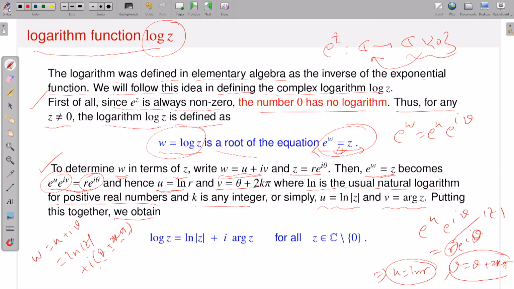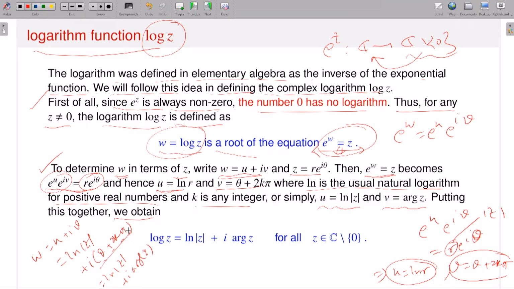So I will write it. This is exactly equal to ln of mod z plus i times small arg of z. Now, if you remember from my initial lectures, given a complex number, what is small arg of z? Small arg of z is the principal argument theta, running between minus pi and pi, plus 2k pi. So w is equal to ln of mod z plus i small arg of z, which is nothing but your log z.